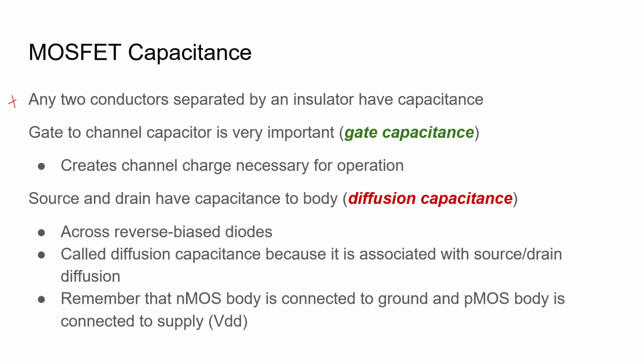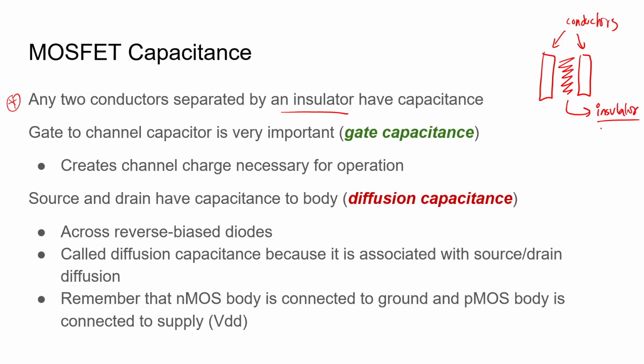First, we know from basic electricity theory that any two conductors separated by an insulator have capacitance. So if we have two conductors and they are separated by any kind of insulator material, it could be air or anything that does not conduct electricity, then we say that there is a capacitance here.